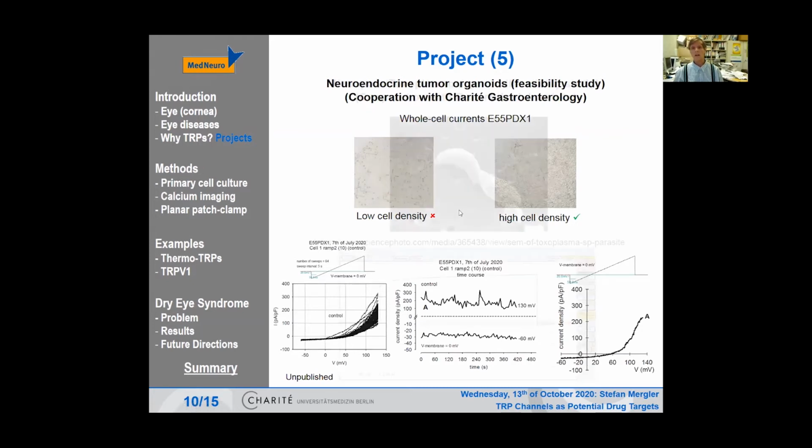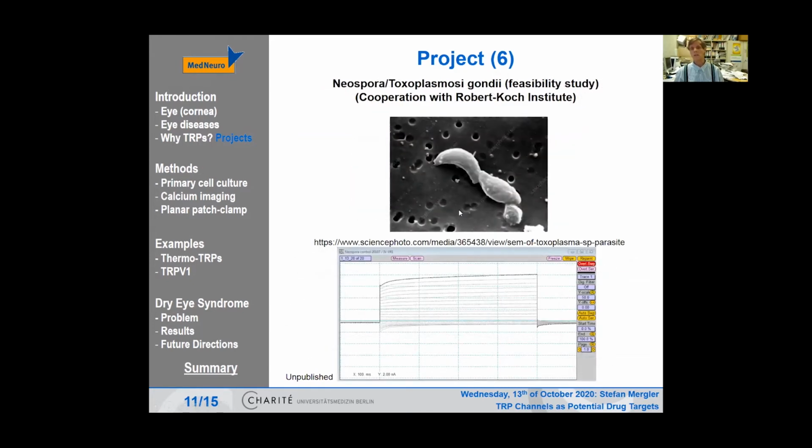And the last project, which was started just a few weeks ago, is a collaboration with the Robert Koch Institute, and they are interested to check for the calcium regulation in Neospora and Toxoplasma gondii. So far, we started with Neospora, which is not toxic. And Toxoplasma, as you know, perhaps, every second person is infected with Toxoplasma gondii. It can be dangerous, or cannot be dangerous, depending on several clinical aspects.